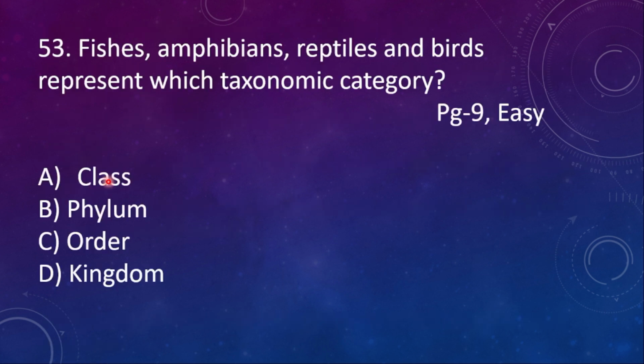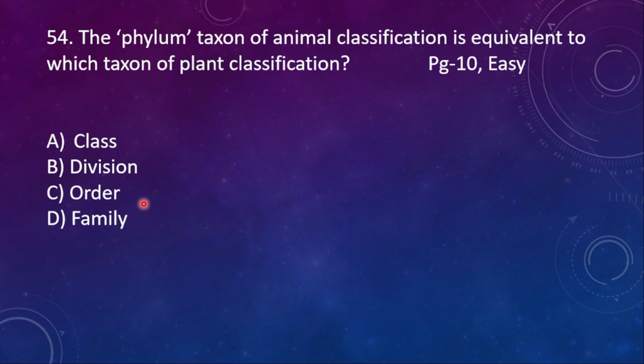53rd question. Fishes, amphibians, reptiles and birds represent which taxonomic category? They represent the phylum. Phylum amphibia, phylum fishes, phylum reptiles and phylum birds. So the answer is phylum.